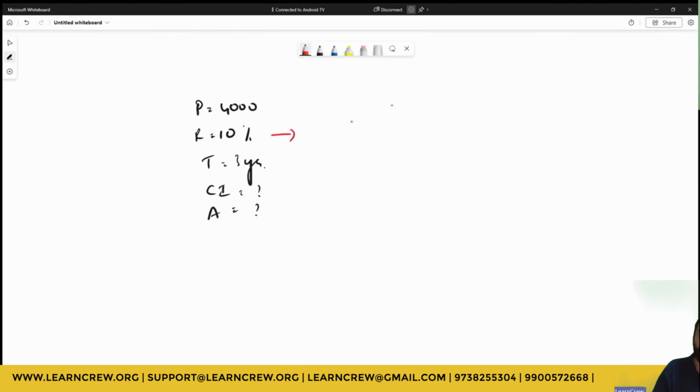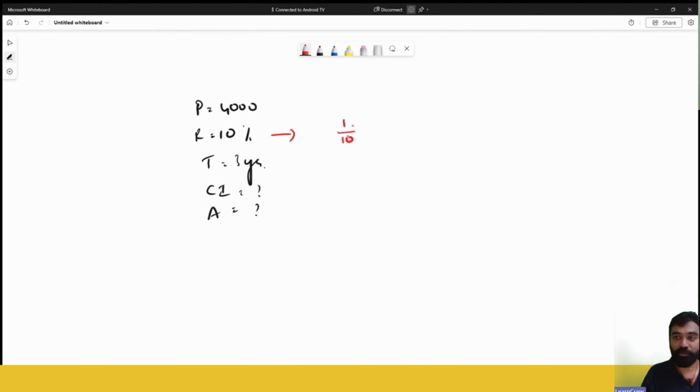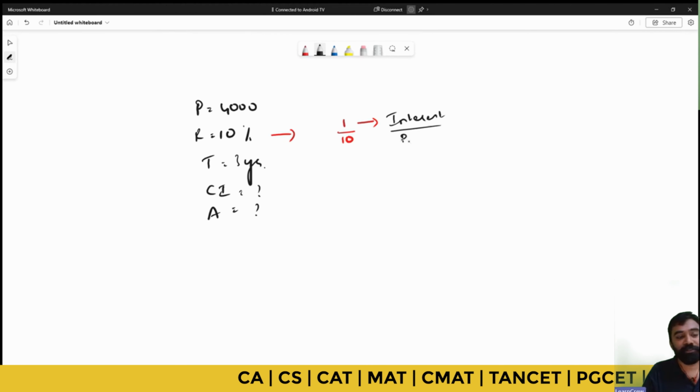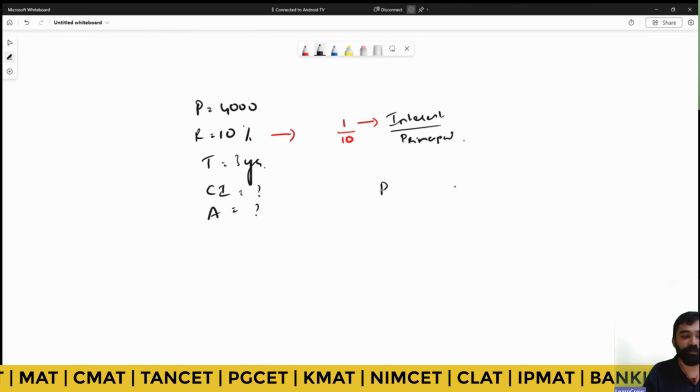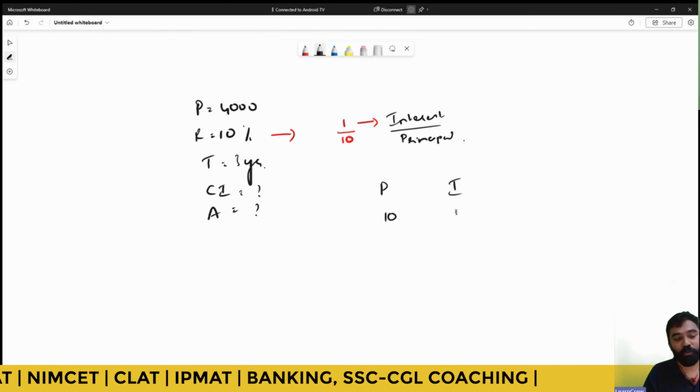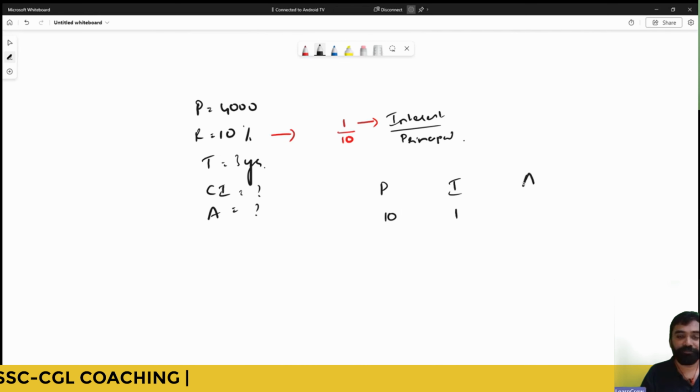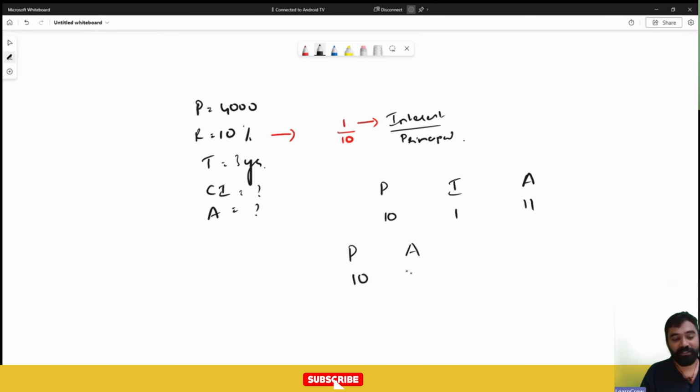R is 10%. It can be written as 1/10. In your profit and loss itself, we saw the upper part is nothing but the interest. There it was profit. In this case, it is the interest. The bottom is the principal, right? If this is the principal, this is the interest. 10 parts, 1 part is interest. What is the amount? 11 parts. We are only interested in the principal and the amount. If this is 10, it is 11.